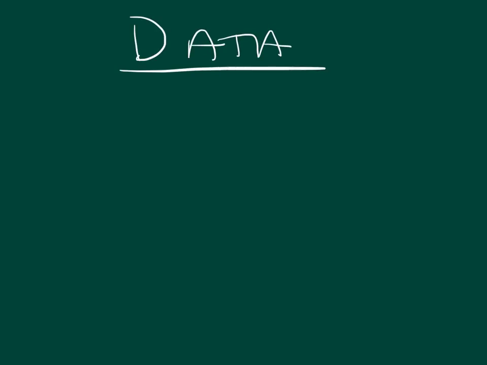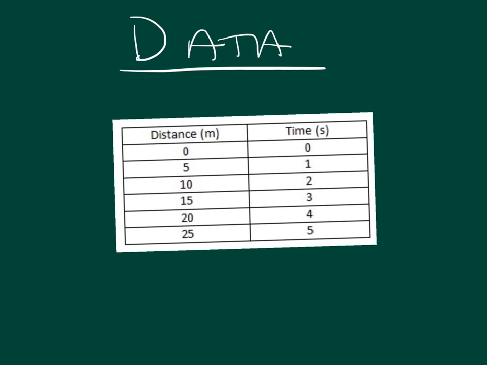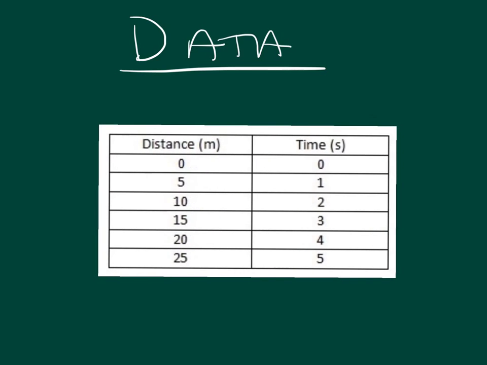The first thing we're going to need is what's known as data. And that's going to be the thing that we're going to graph. So let's get some data up here. Okay, so here's our data. It's distance versus time. And so what we have to do is figure out how we're actually going to take this data that's in a chart or in a data table and put it onto a graph.